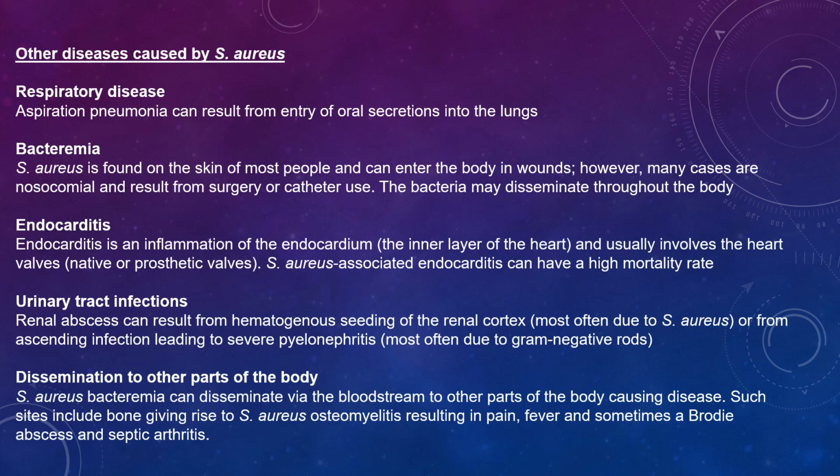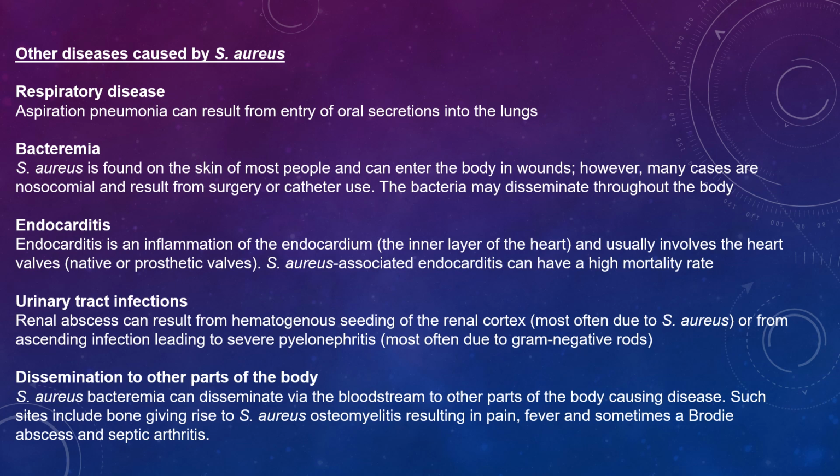So other diseases caused by S. aureus include respiratory disease, bacteremia, endocarditis, urinary tract infections, and dissemination also occurs to other parts of the body. Firstly, looking at aspiration, pneumonia can result from an entry of oral secretion into the lungs. The bacteria can cause local abscesses and infiltrates. The disease is found in the very young, the very old, and patients with pulmonary disease. It can also be a spread of blood-borne organisms in the lungs, causing hematogenic pneumonia. People with MRSA can get necrotizing pneumonia, which has a very high fatality rate.